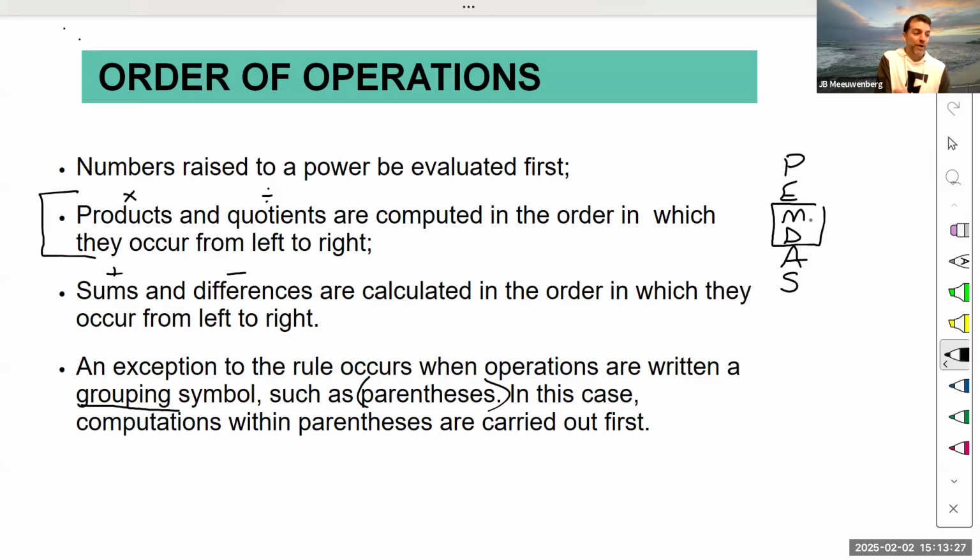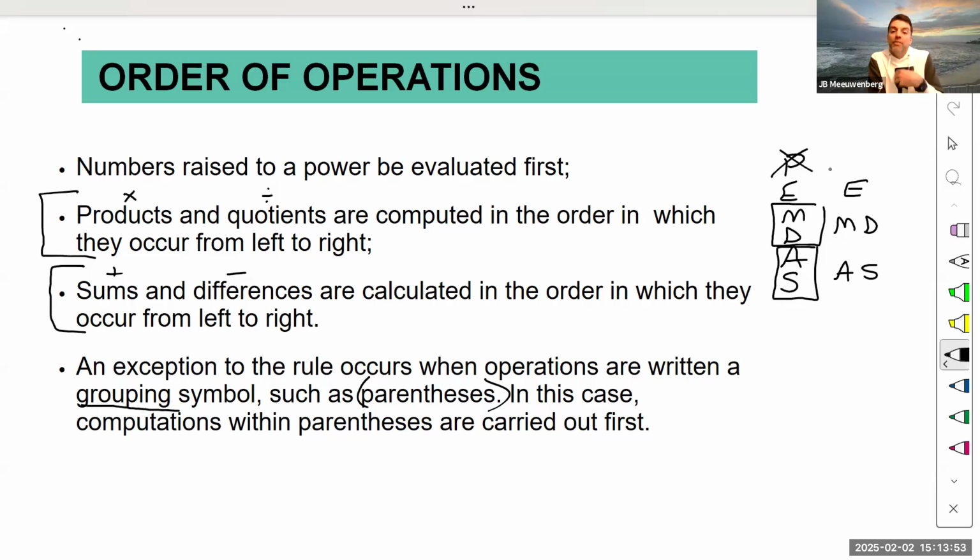So I prefer to write not M on top of D, but I like to write them right next to each other. The same thing occurs with these two, A and S, adding and subtracting. We know that addition does not have to come before subtraction. So we often can just write them as A and S next to each other like that. You do them from left to right. Exponents do come before these two, but I don't even like a P for parentheses.